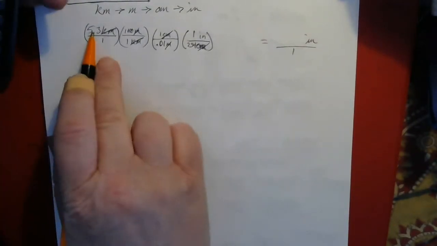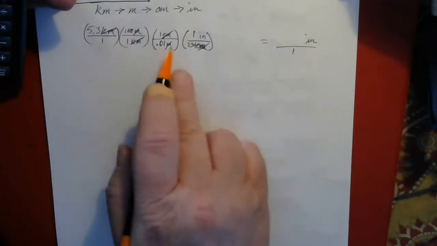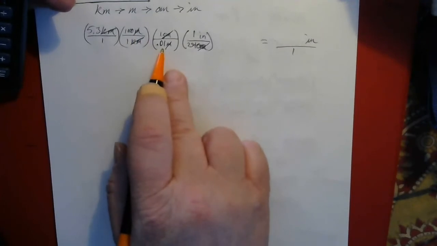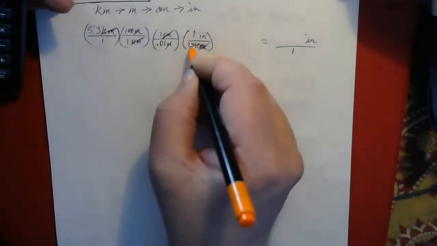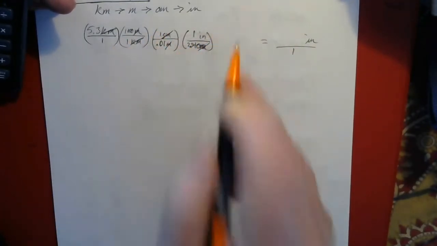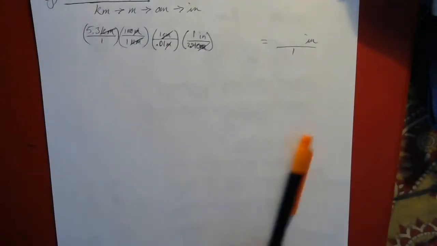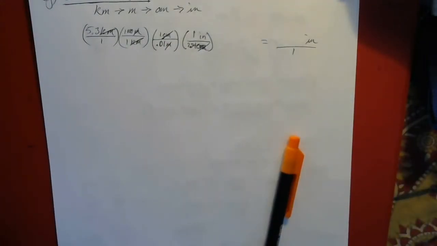Mathematically, all you have to do for your calculator is take 5.3 times 1,000 divided by 0.01 divided by 2.54. The ones you can just ignore.